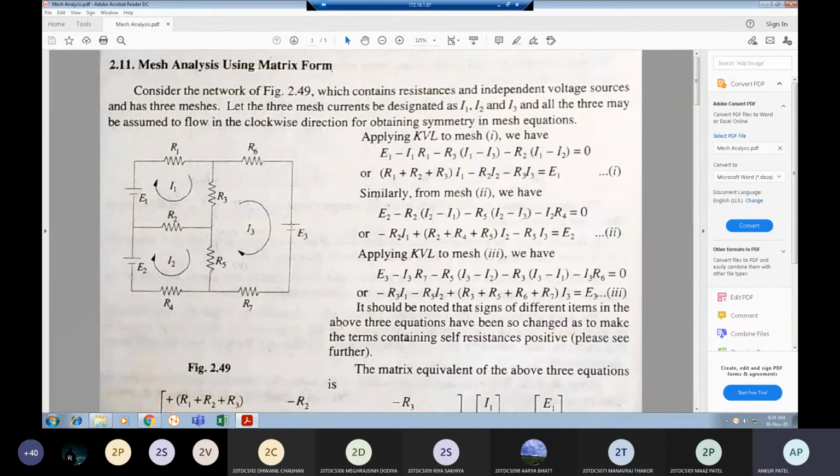Is this right or wrong for E3? E3 is taken positive. Should it be positive or negative? Negative. It should be negative. Yes, sir, it is on the right hand side. Yes, it is on the right hand side, so positive will only come.